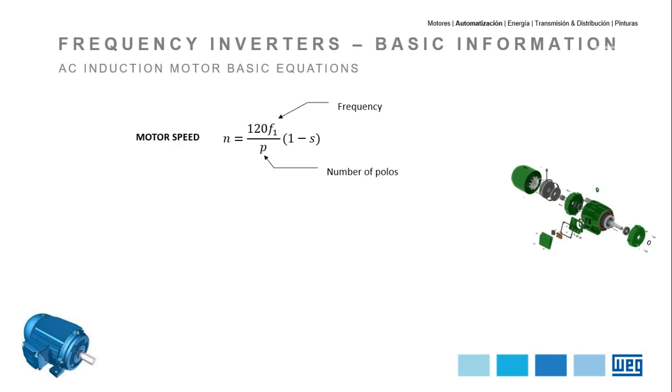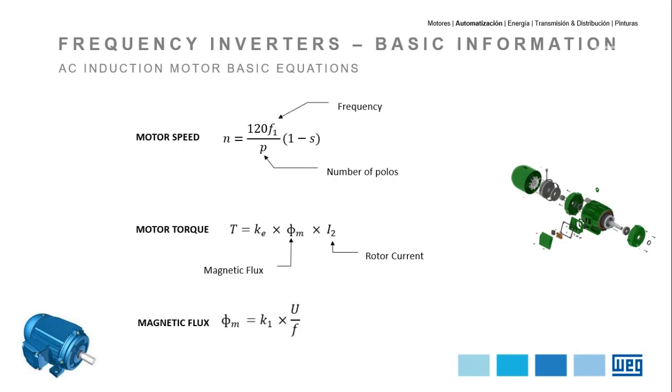And now, for the torque, the equation is defined by a constant KE multiplied by the magnetic flux and multiplied by the rotor current. And the magnetic flux is the result of a division between the voltage and the frequency, multiplied by another constant that we call K1.